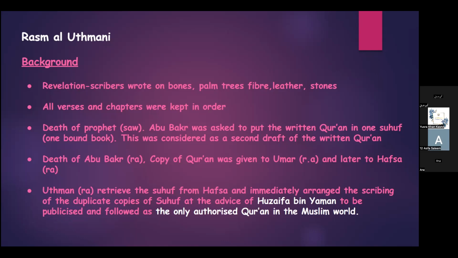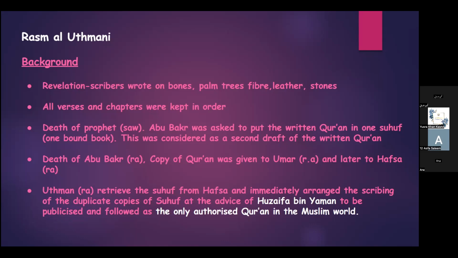So Abu Bakr radiyallahu ta'ala anhu thought upon this advice, and he realized that it is important that we should have one copy of the Quran in writing, in the form of one bound book, one suhuf, not in different items like bones and palm trees, but in one wholesome book called suhuf. So he compiled the Quran. He called upon Zayd bin Thabit radiyallahu ta'ala anhu and other Sahaba to compile the Quran in writing.